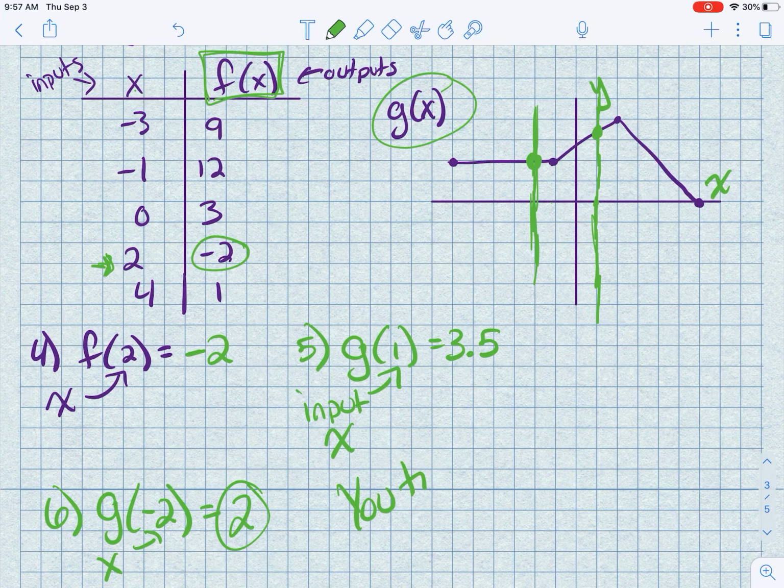Okay, you guys try this one. Pay attention to which function it gives you. We're going to do f of -1. Go ahead and find your output.